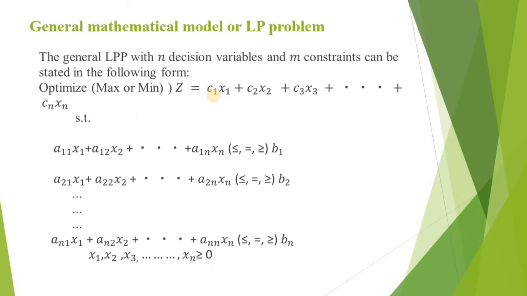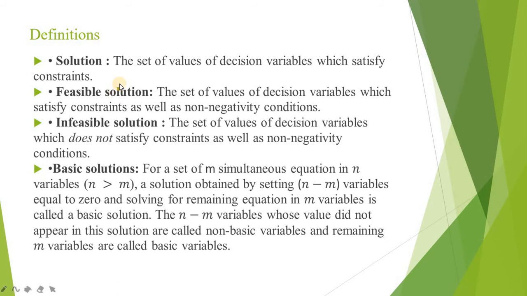So, this is the general model of the LPP. Here we can clearly see that the objective function is in the form of a linear function, while the constraints are linear inequalities. Now, these are certain important terminologies to be known in an LPP.